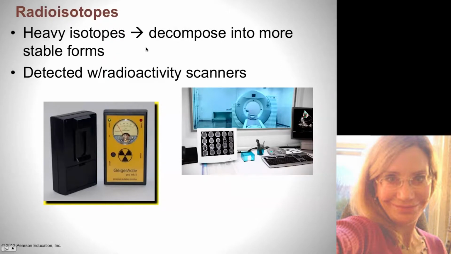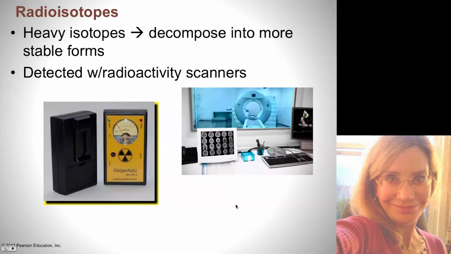When they break apart, these little pieces are given off as particles, and the particles can be picked up with radioactivity scanners. Over here you can see a Geiger counter, and then here is a machine that will actually pick up a radioisotope that, if it's been injected into that individual, as that isotope decomposes, those particles will be given off and can be picked up by these scanners.